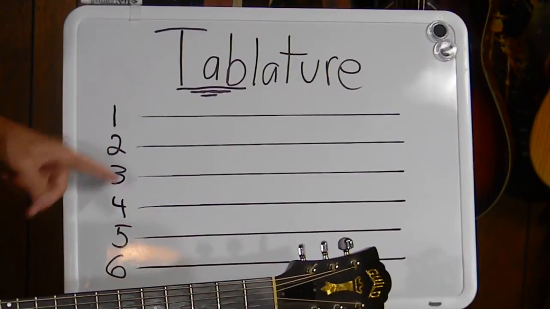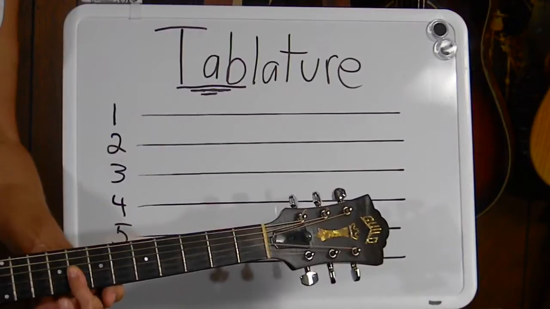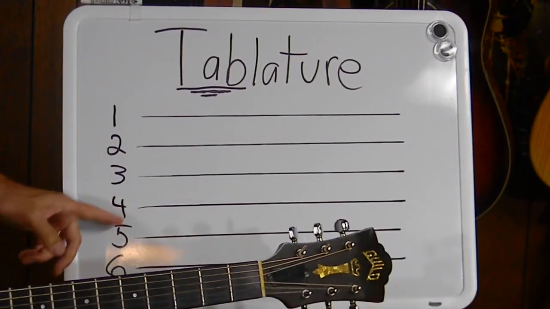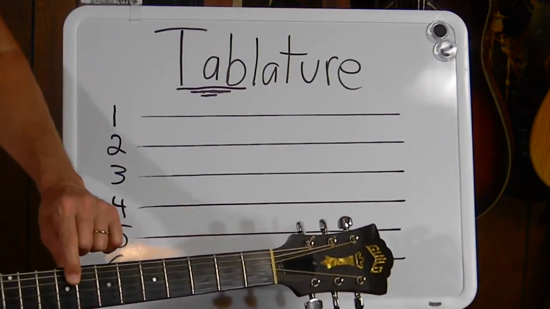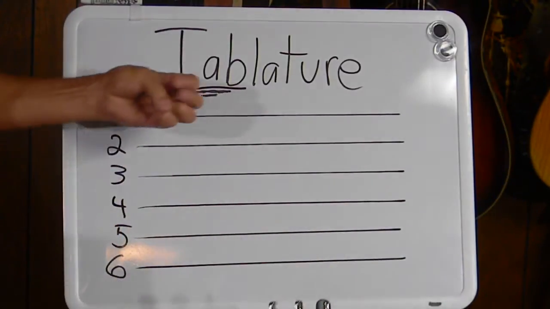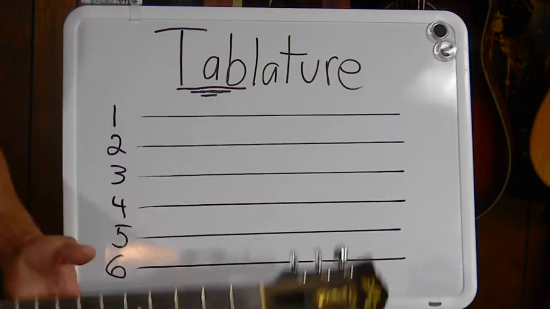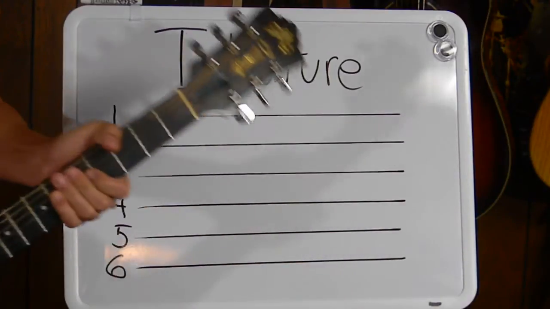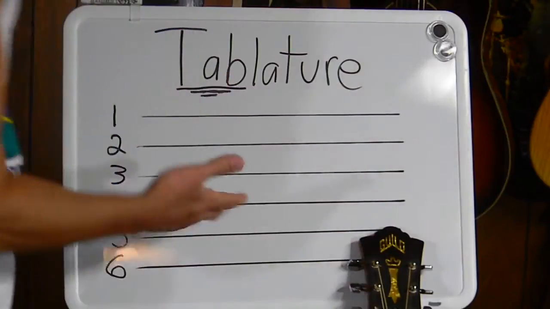And we have 1, 2, 3. The first 3 lines are the first 3 strings and are your treble strings. And the last 3 lines, 4, 5, and 6, are your bass strings. So we're splitting it in half. There's 3 treble strings and 3 bass strings. It's split right down the middle, 50-50. Okay, so that explains about the lines.